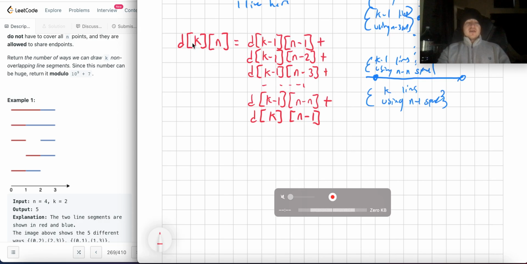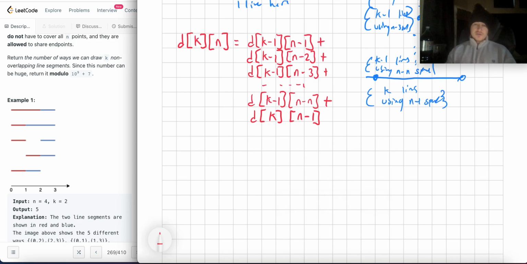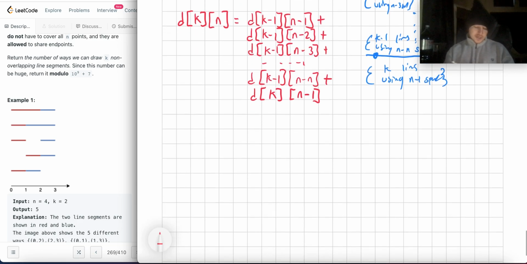So the number of ways that I can distribute k lines covering n space is the same as the number of ways that I can distribute k minus 1 lines to n minus 1 space, if I decide to use a line of length 1, or length 2, length 3, all the way up to n, or I can decide to not use this space. So I can also add in the number of ways that I can distribute k lines to n minus 1 space.